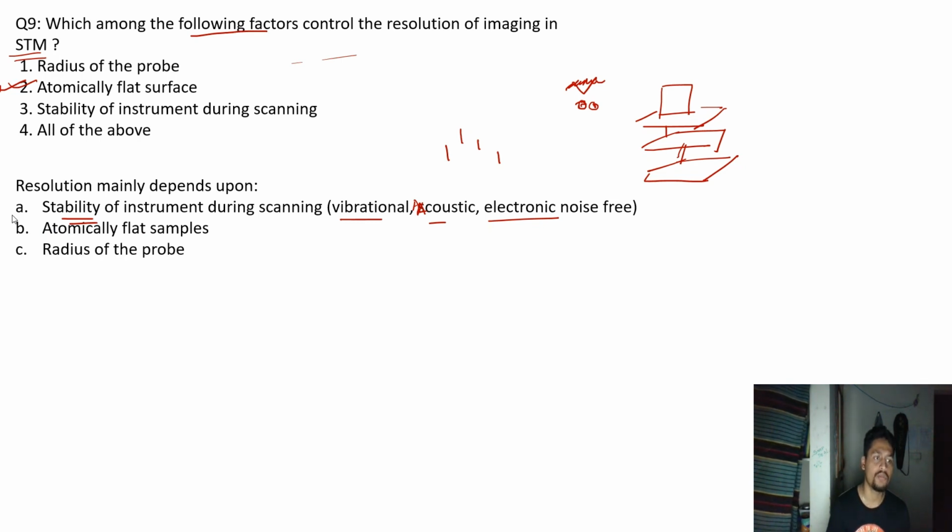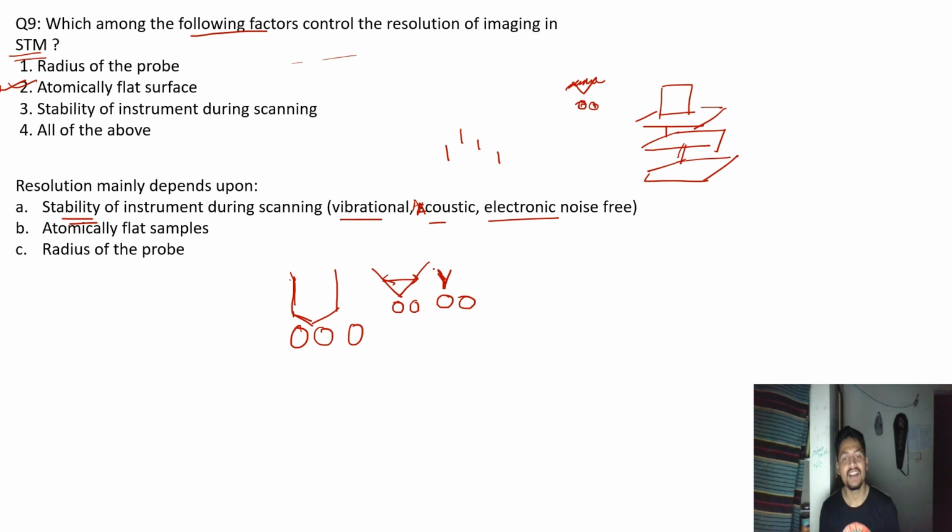Now, the radius of the probe. Because we are measuring at the atomic level, if the radius of the probe is this big, and I'm talking about the tip itself, this is the tip, let's say, if this is bigger than my atom, then one cannot measure with this tip. We need a very sharp, atomically sharp tip, so that the atom is bigger than the tip size. So the radius of the probe is very important. We cannot use a bigger probe, a bigger tip.